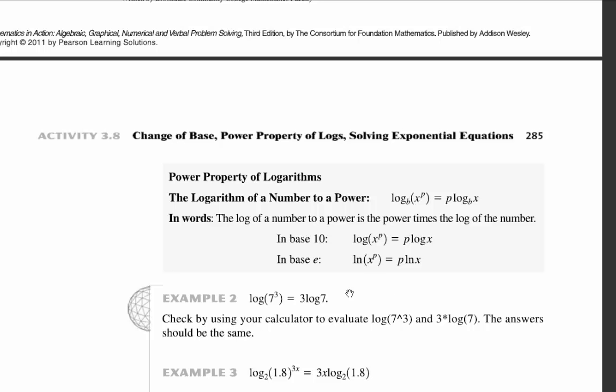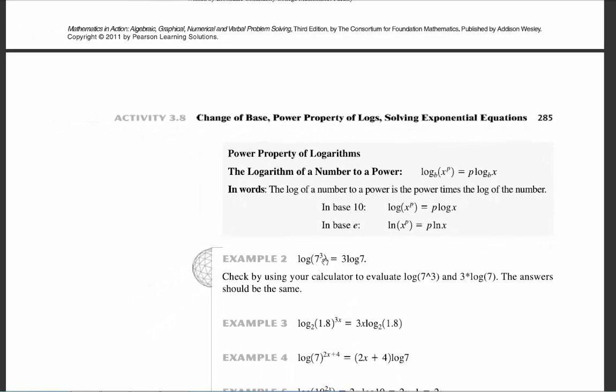And when you look at example 2, we have log base 10 of 7 raised to the 3. We can rewrite this as 3 times log base 10 of 7. And I would like to do a calculator check here.